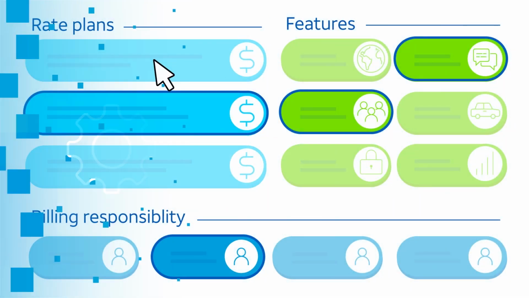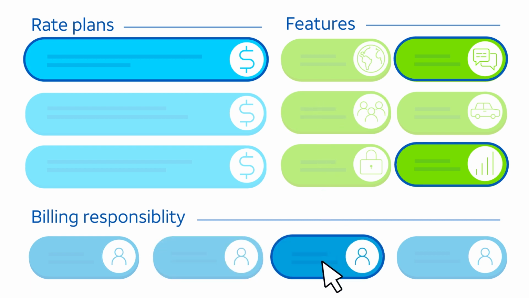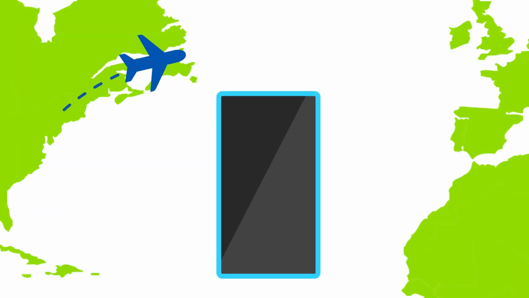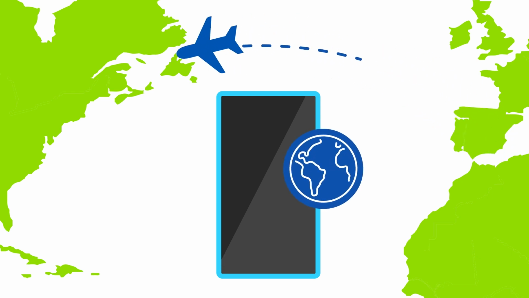Manage your lines and make changes to your account with Premier. Update rate plans, add or remove features, and change billing responsibility anytime. If an employee is traveling abroad, add international features. Then, remove them when they get back.